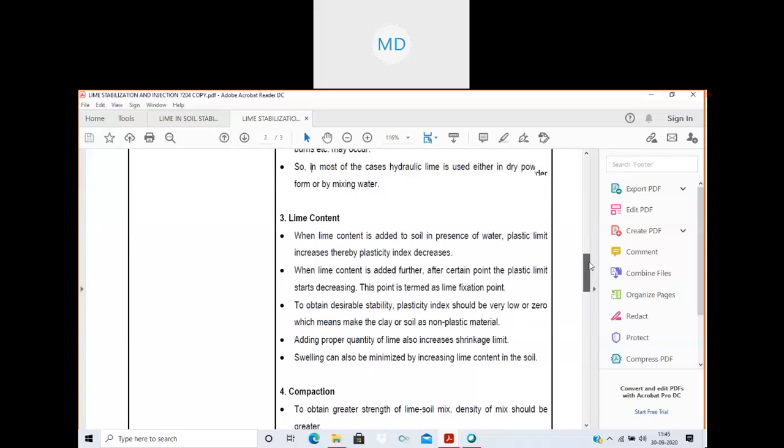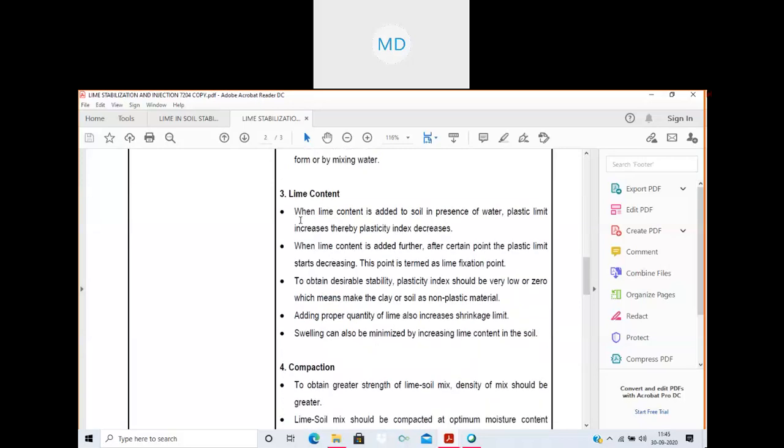Okay. Then we see lime content. When lime is added to soil in the presence of water, the plastic limit increases, thereby the plasticity index decreases. This we have also discussed in the principle of lime soil stabilization. Obviously, when the plastic limit increases, the plasticity index decreases, and since the plasticity index decreases, the strength gain will be more. This relation between plastic limit, plasticity index, and strength gain of soil you have studied already before. Formulas are there.